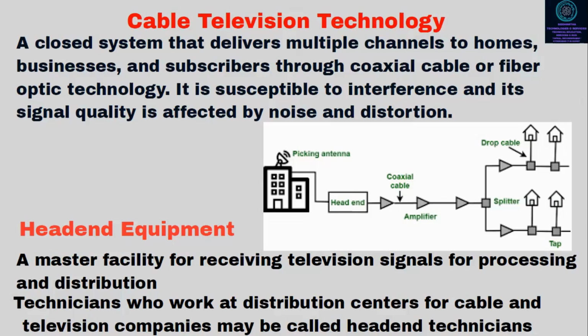One more important thing is the head-end equipment. You should know what head-end equipment is. It is a master facility for receiving television signals for processing and distribution. That means when the signals are coming, they have to be distributed to different places. It works as a distribution center for cable and television companies, and its staff may be called head-end technicians.